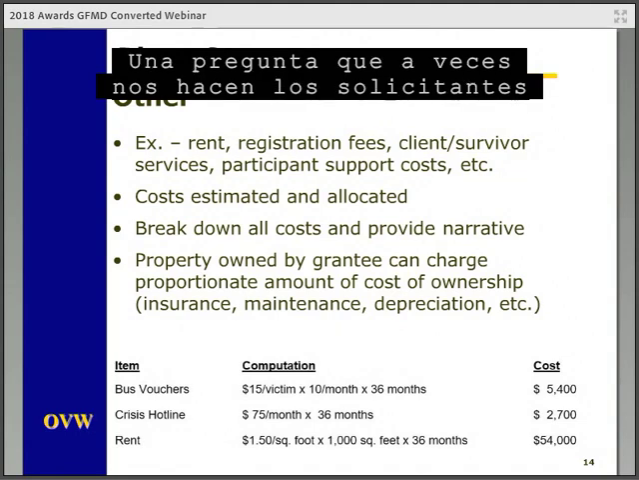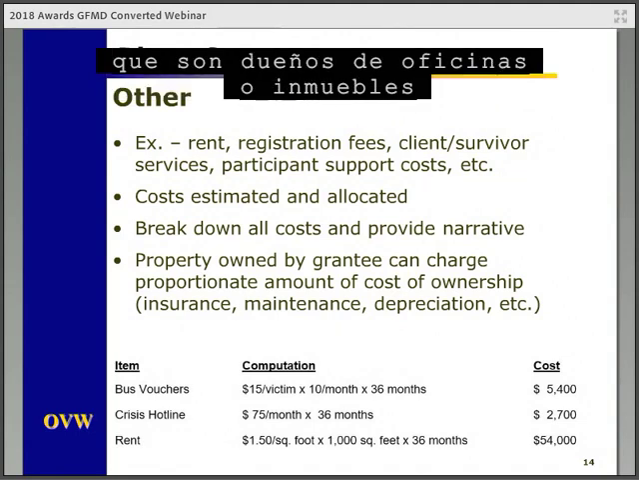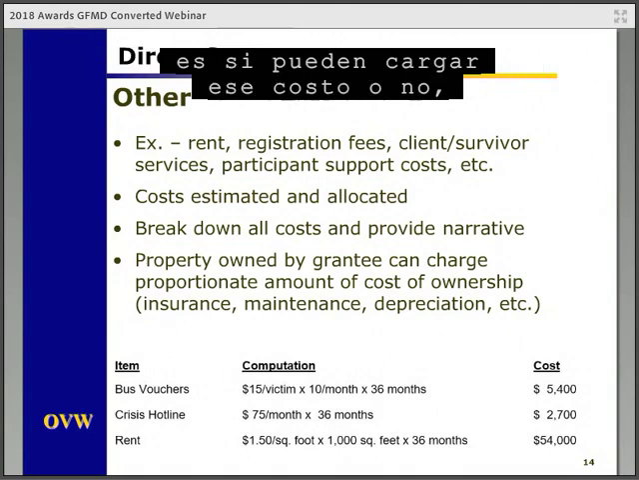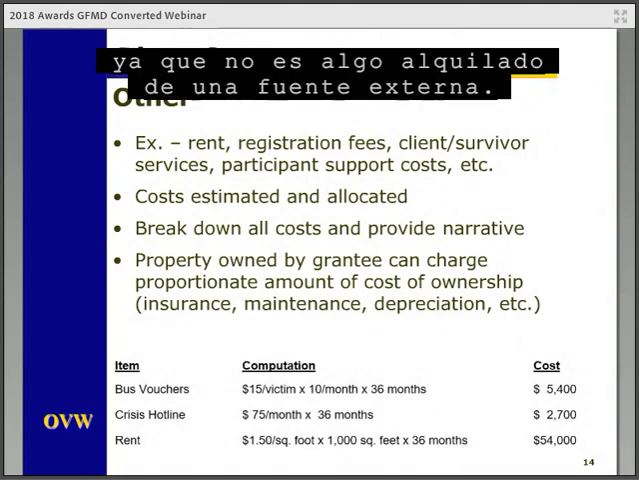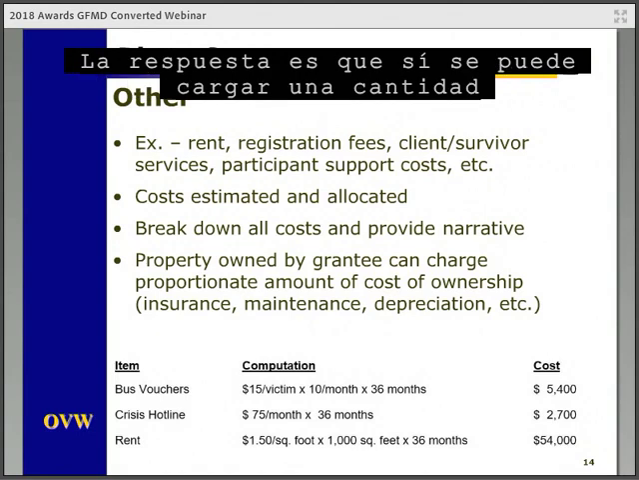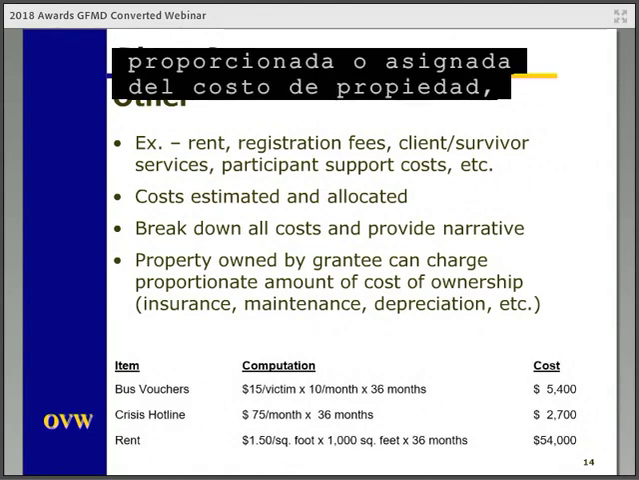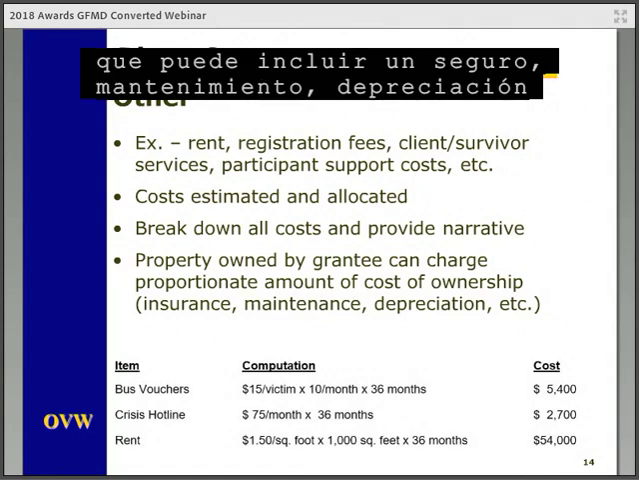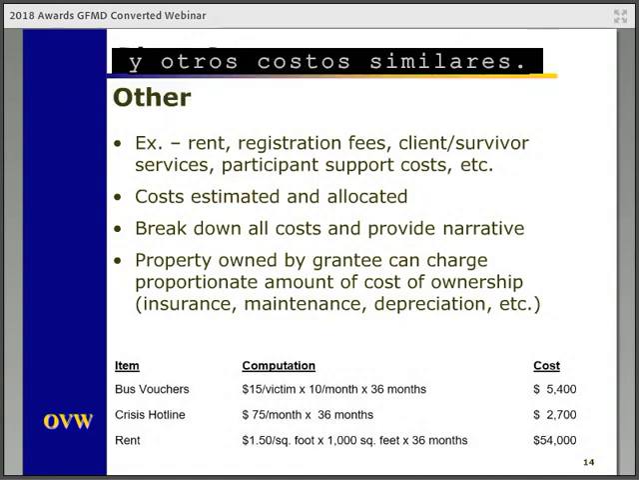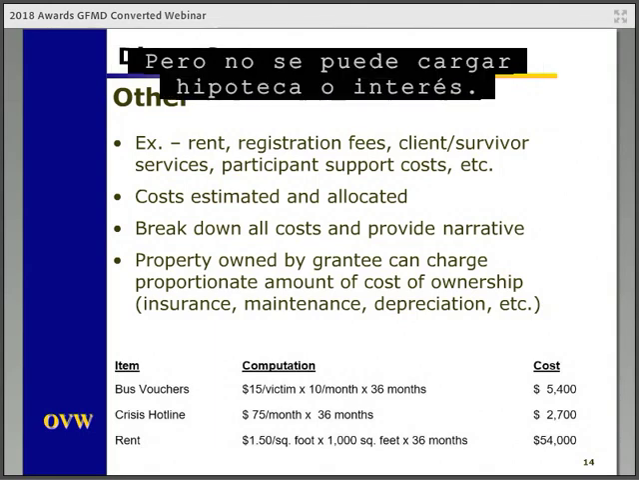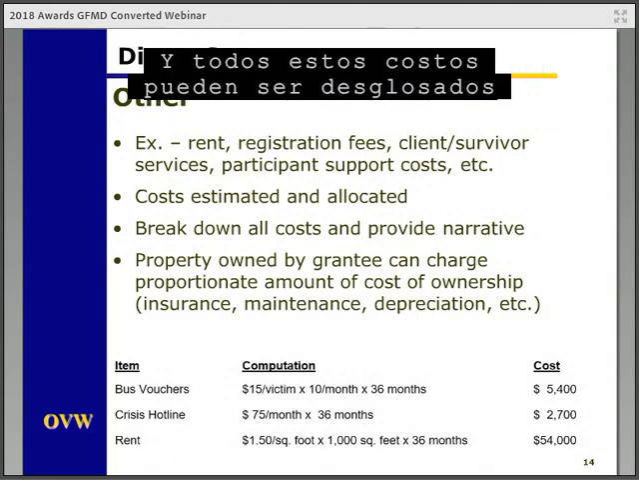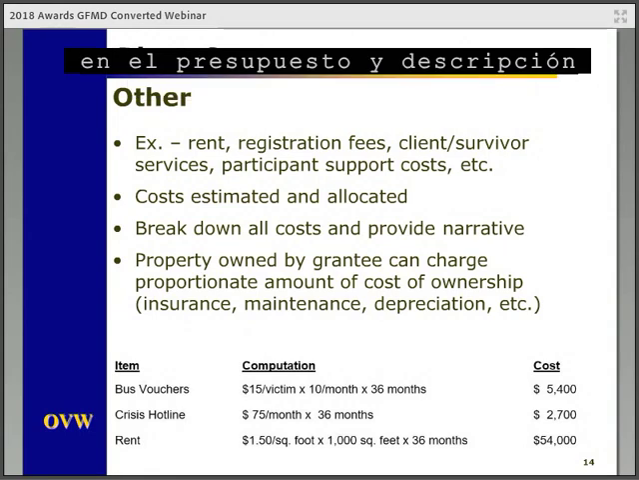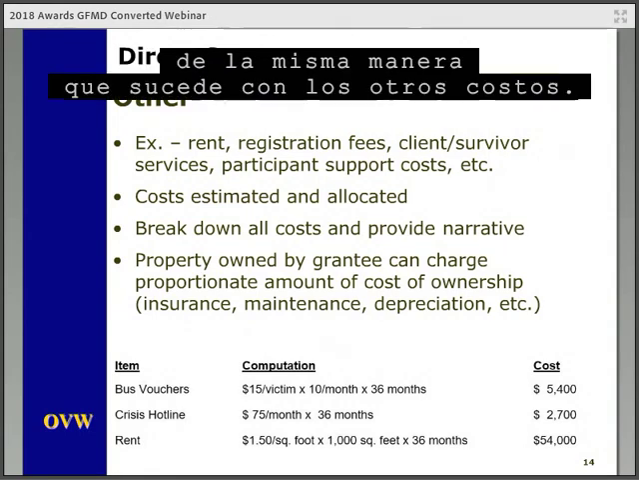One question we get sometimes from applicants who own their office or facility is whether or not they can charge that cost because it's not rented from an outside source. The answer is that yes, you can charge a proportionate or allocated amount of the cost of ownership, which can include insurance, maintenance, depreciation, and other similar types of costs, but you cannot charge mortgage or interest. And you would break down all these costs in the budget and narrative just like you would any other cost.